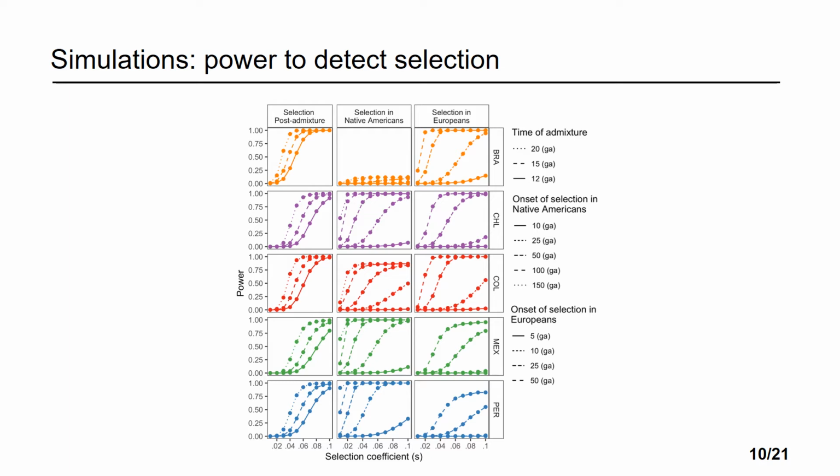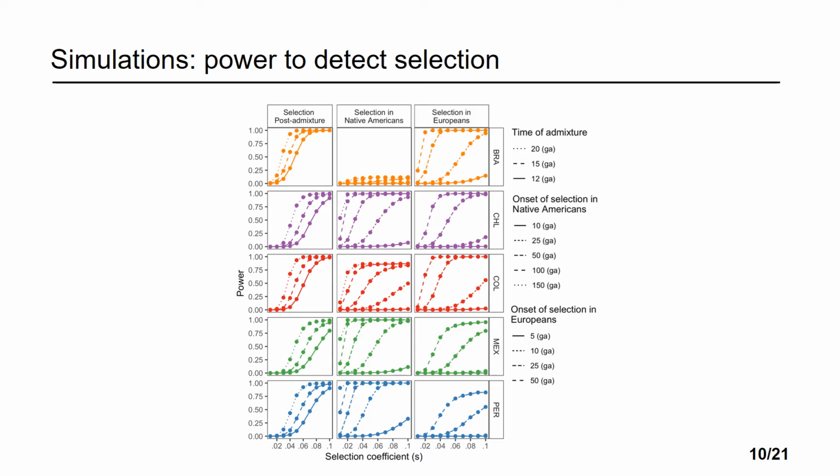So we use simulation parameters that closely mimic each of our 5 Latin American populations, here shown in the rows. For example, using the same admixture proportions we observed and recent admixture times. And as expected, we see that power increases with higher selection coefficients, and that it also depends on how long selection occurred. The power also depends on the percentage of ancestry inherited from that source.